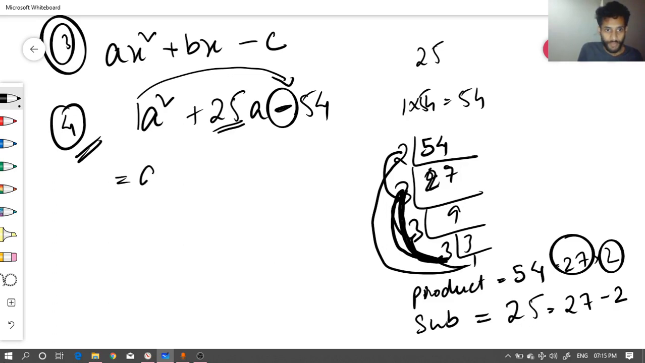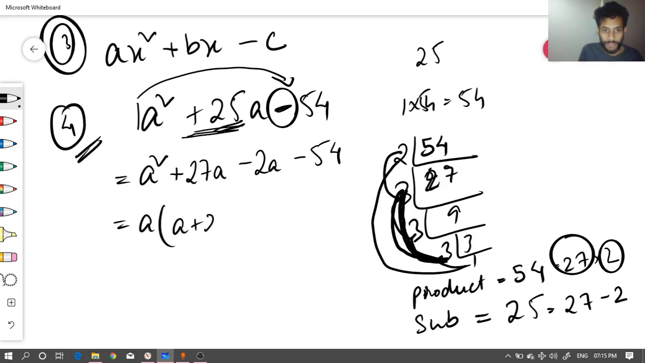So if I write it, a square. Now keep this in mind, only in these factors, the sign which is here will be with the bigger one. So 27a minus 2a minus 54. If I take a common from here, it will be a plus 27. If I take 2 common from here, it will be a plus 27.